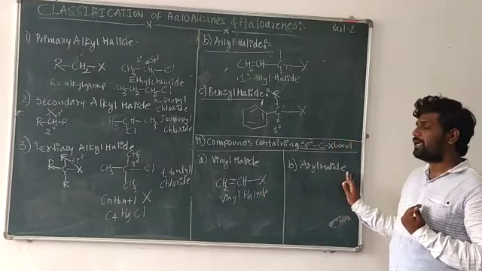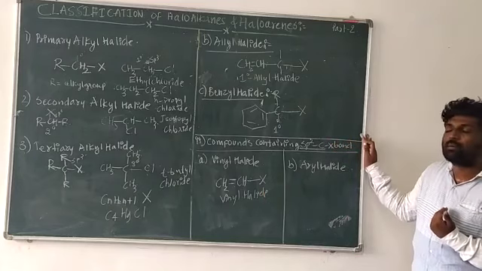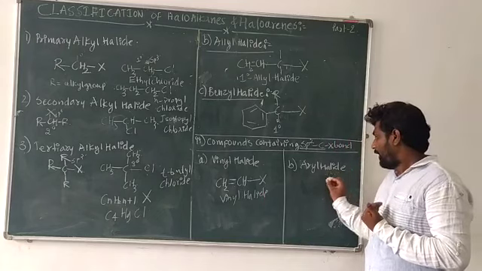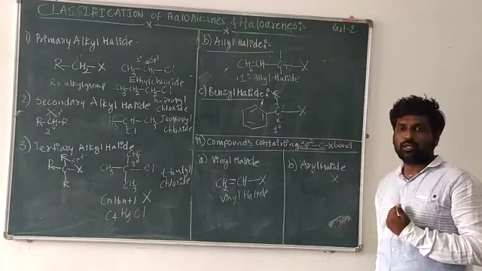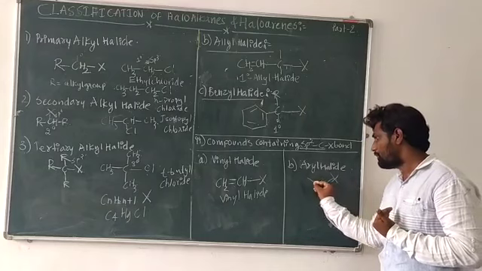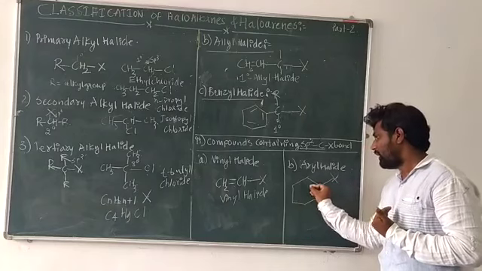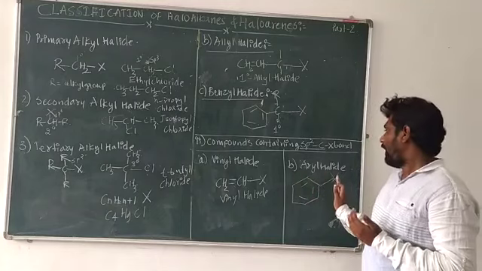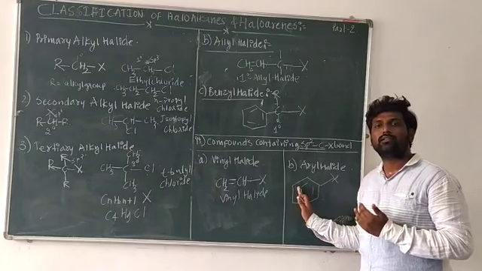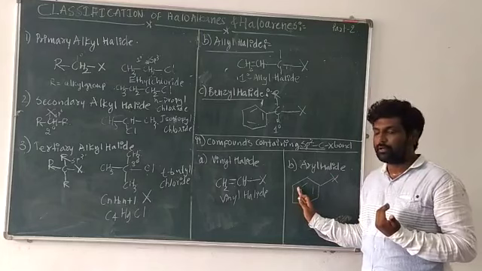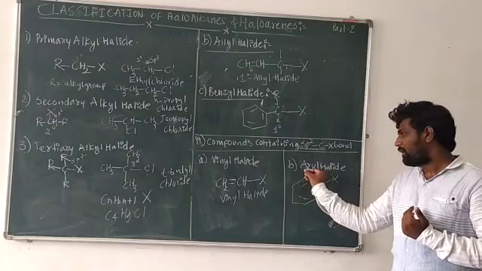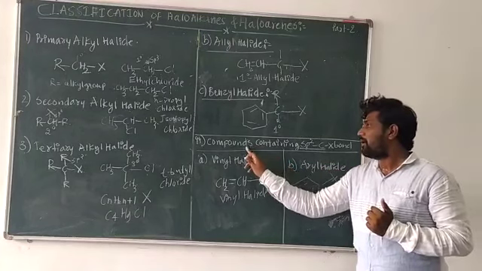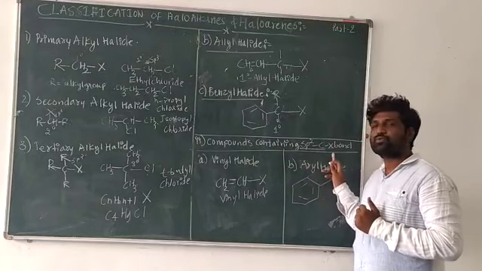Similarly, aryl halide is the second class of compounds containing an sp2 C-X bond. Here, the halogen is directly bonded to the sp2 hybridized benzene ring. As we studied in the definition class, we have already gone through that. If the halogen is directly bonded to the benzene ring, then it will be considered a haloarene. So haloarene can be named as aryl halide according to the common system. That will come under compounds containing an sp2 C-X bond.